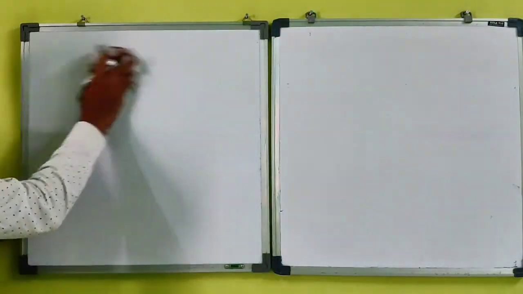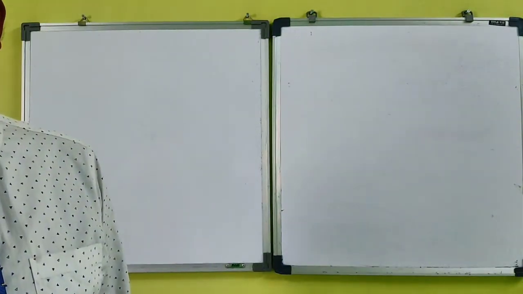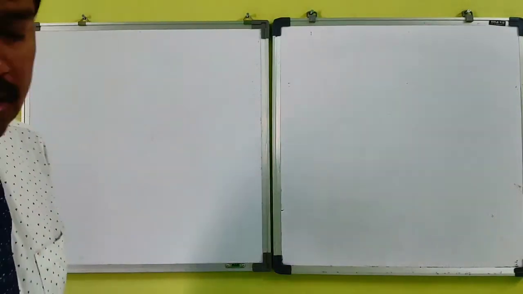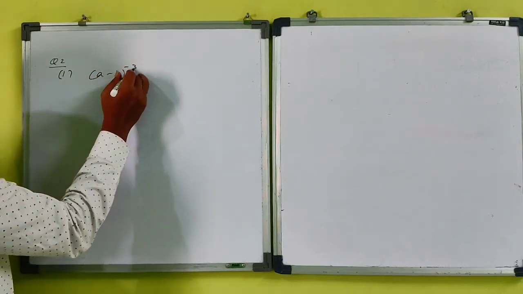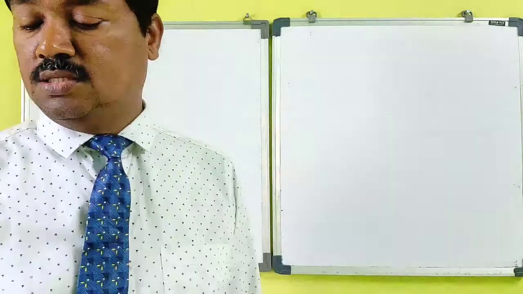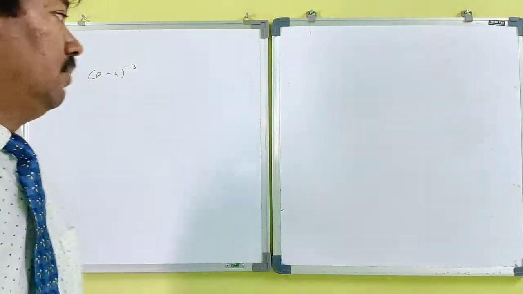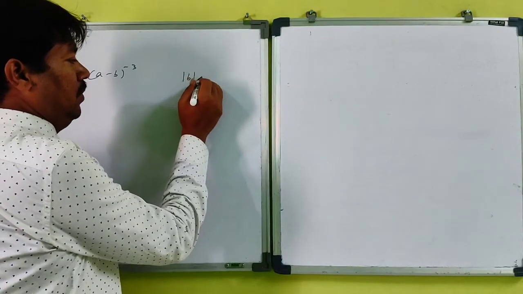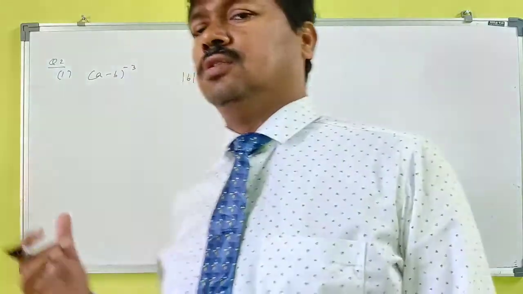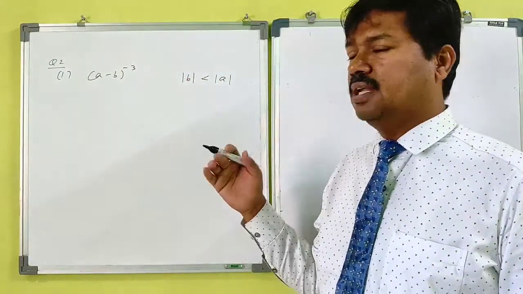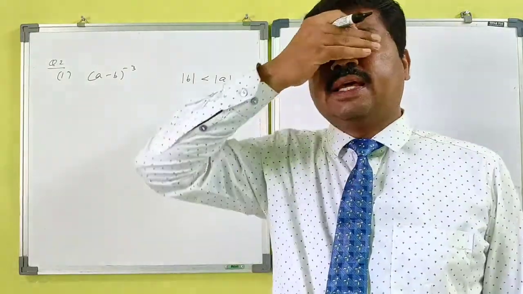Similarly, we will solve the next, question number 2. Question number 2, first sum, is a minus b raised to minus c. This is the question. In this question, you have to write the first 4 terms, but it is given that mod of b is less than mod of a. Now in this question, where mod of b is less than mod of a, here the expression is not 1 plus x.